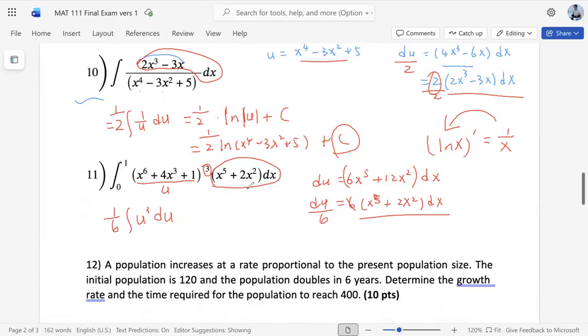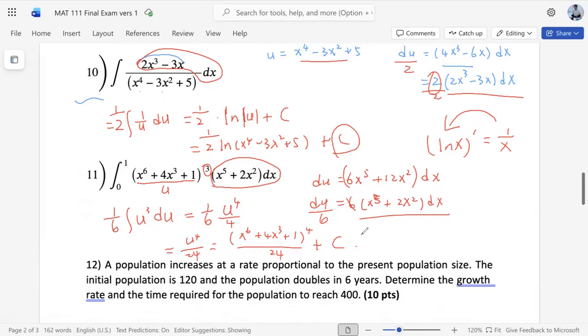Because du over 6 equals this. So we pull 1/6 outside. Now we can anti-differentiate this. That's u raised to 4 divided by 4, times 6, so 24. Then we substitute u back. u is x raised to 6 plus 4x cubed plus 1, and this one raised to 4, divided by 24. Then in the end, we add C to it.